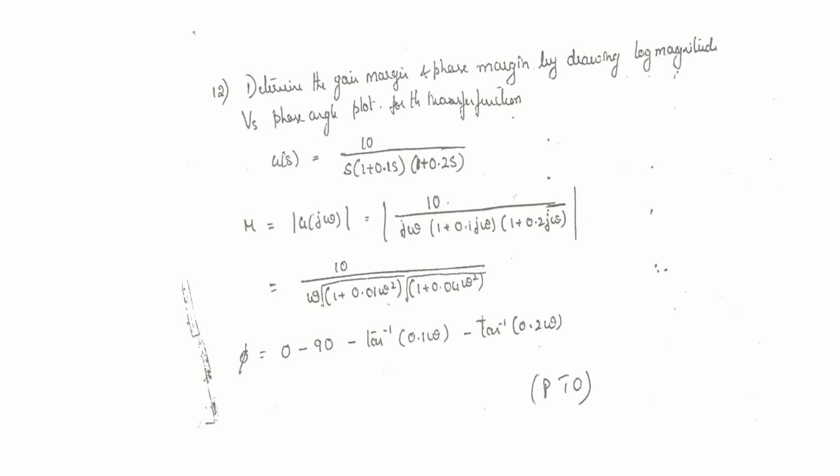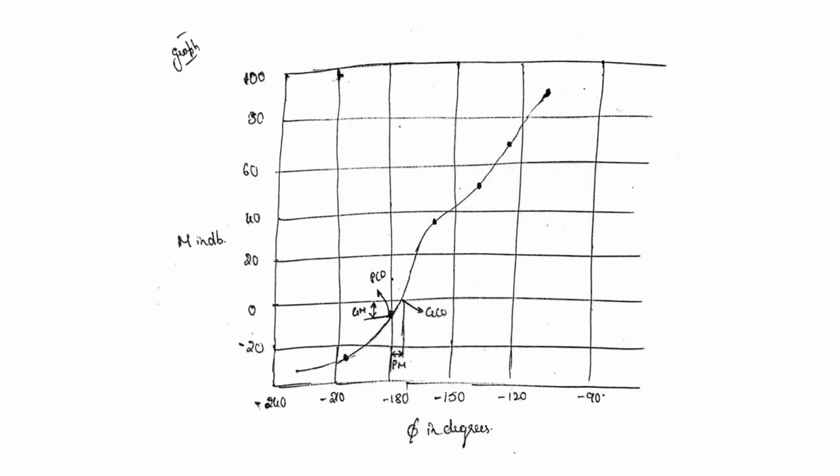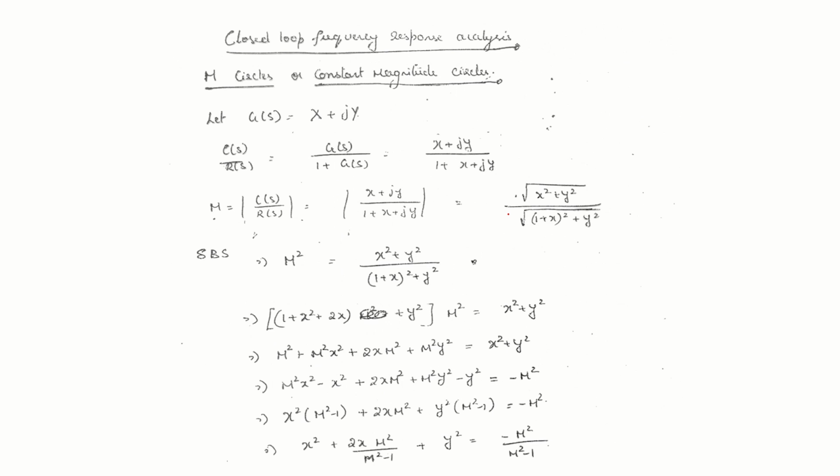This has been taught. These things are repeated. This also I told you about, log magnitude versus phase angle plot. The last one, closed loop frequency response analysis. M circles are constant magnitude circles. What they are.